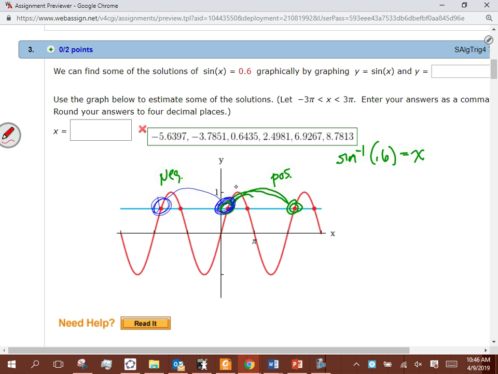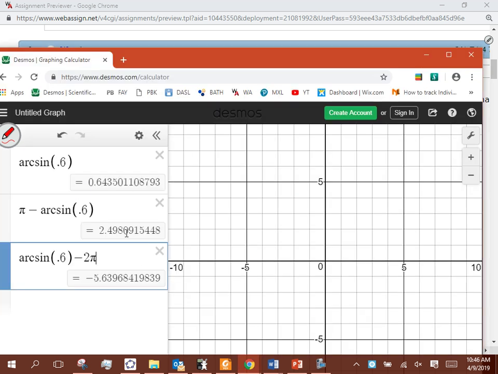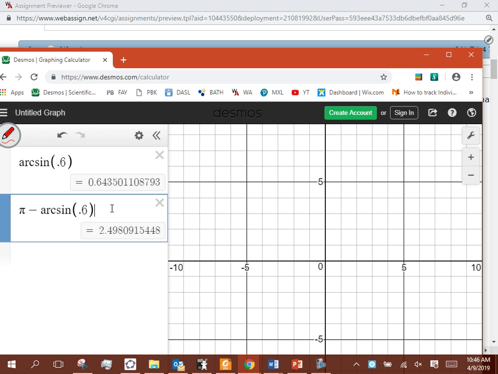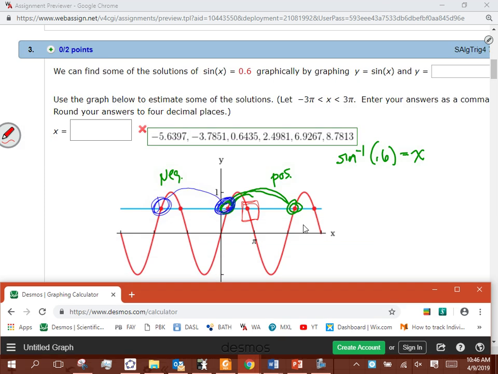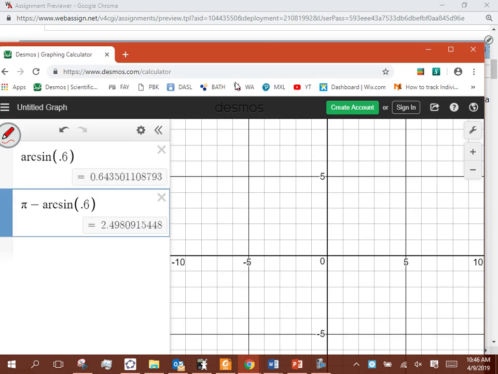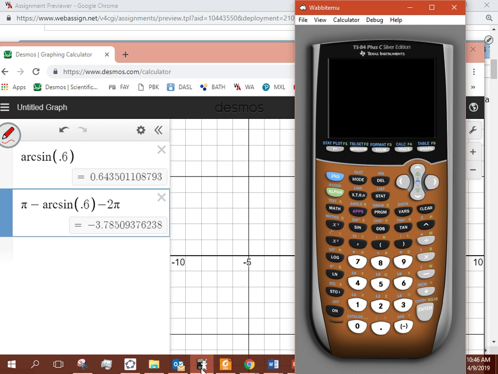So then the other one that I haven't dealt with yet is this one here. That one was this solution, correct? Okay, so to get this one over here that corresponds to it, what do I add? 2 pi. So there's one of my solutions. And how do I get the other one? Subtract 2 pi. Okay. We did this in the last class.